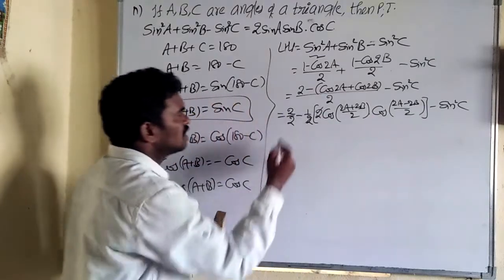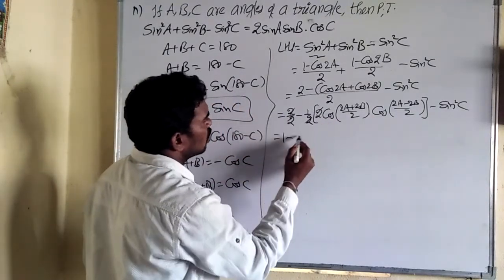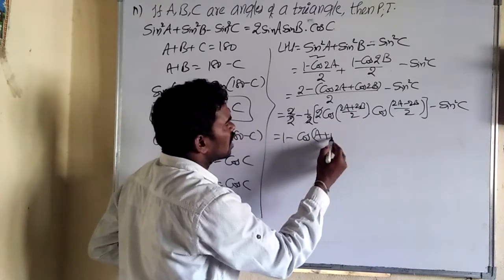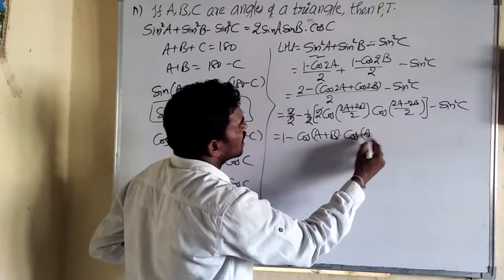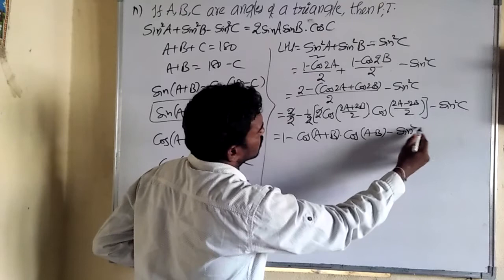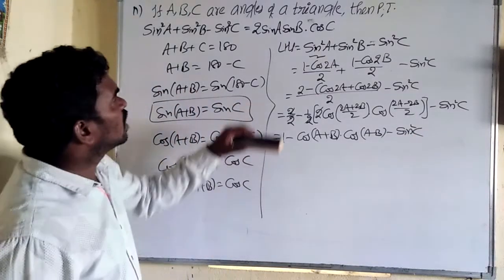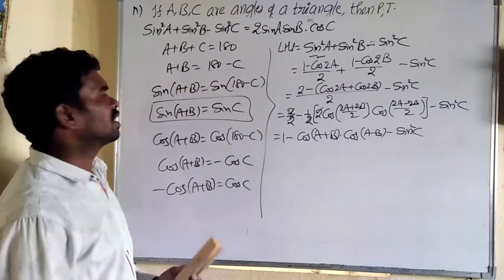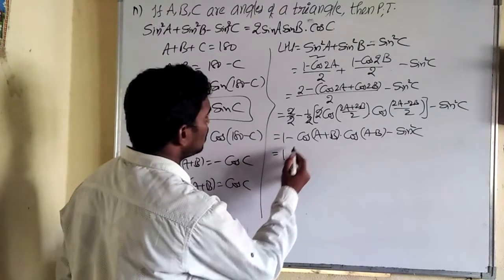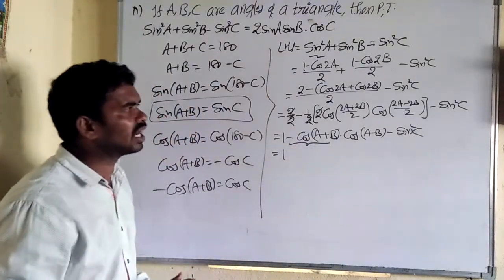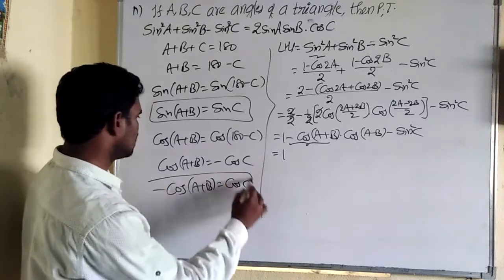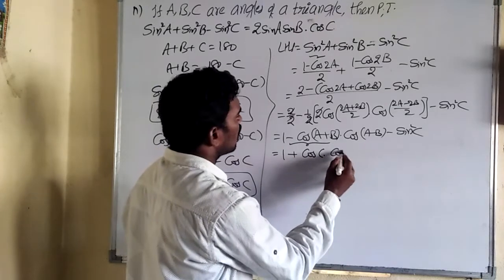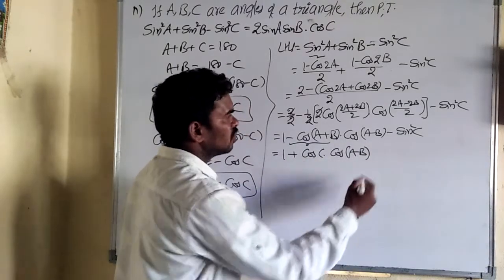See here, 2 cancels. If you take 2 common, these 2 get cancelled, and we get cos of a plus b into cos of a minus b, minus sin square c. Okay. What is sin a, sin b, cos a? Positive. So minus of cos of a plus b means cos c. So I am writing plus cos c into cos of a minus b as it is, and minus sin square c as it is.